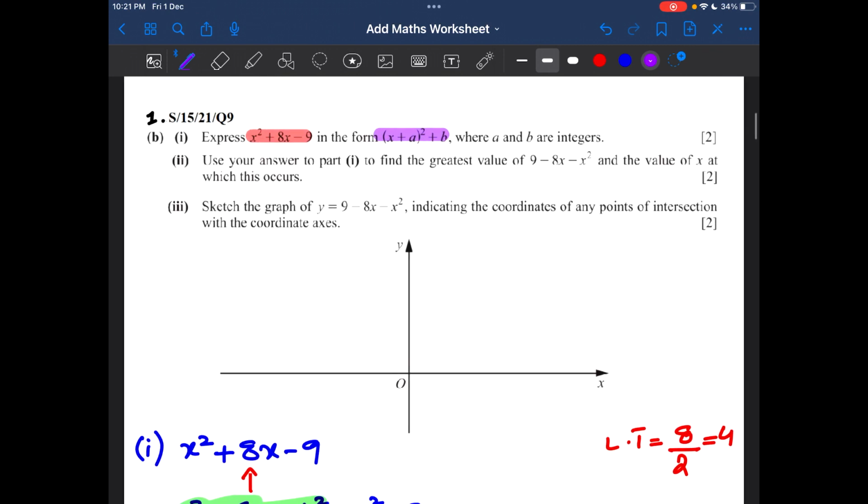Now in question number 2, part 2, they are asking you to use your answer to part 1 to find the greatest value of 9 minus 8x minus x square, and the value of x at which this occurs. If you observe this, this equation is somewhat the same as the equation in part 1. That's why they are saying use your answer to part 1.